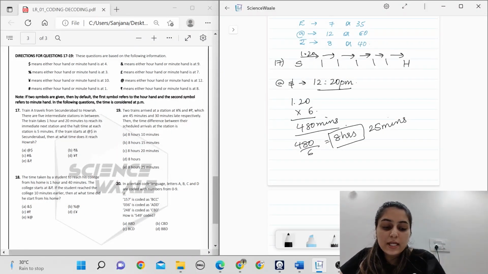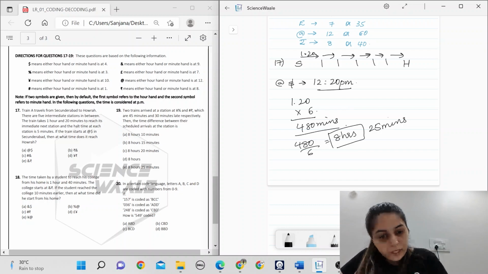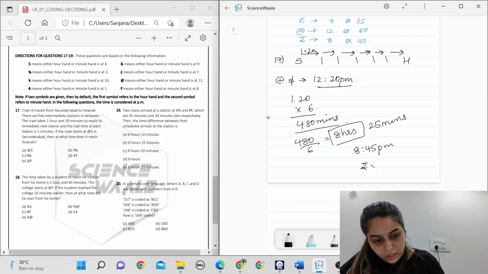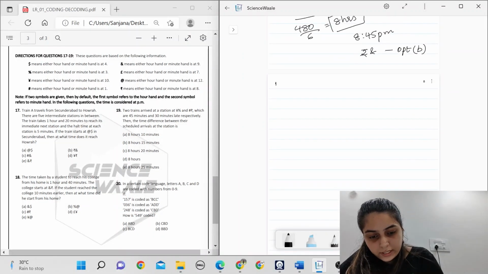Now the start time is 12:20. We need to add 8 hours 25 minutes to it. So it will be 8:45 p.m. So 8 would be rupee, and the answer would be 8 hours 45 minutes. So 8 is rupee and 45 is and. So the answer would be rupee and. That is option B. Moving on to the 18th question.